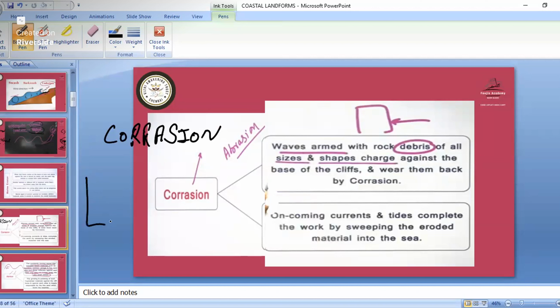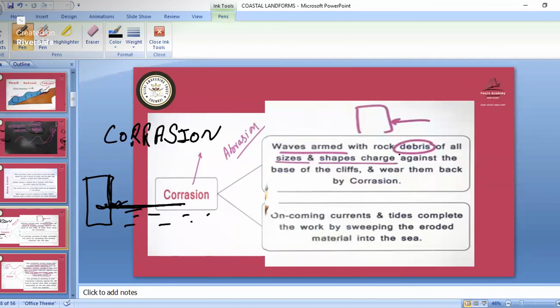Suppose there is a landform here, and ocean water is flowing this side. What will happen? It will hit the surface with energy. When it hits that particular surface many times, there will be breaking. Due to that, it will break this part, then again break and go deeper, then due to no support, this part will fall down. So that is known as corrosion.